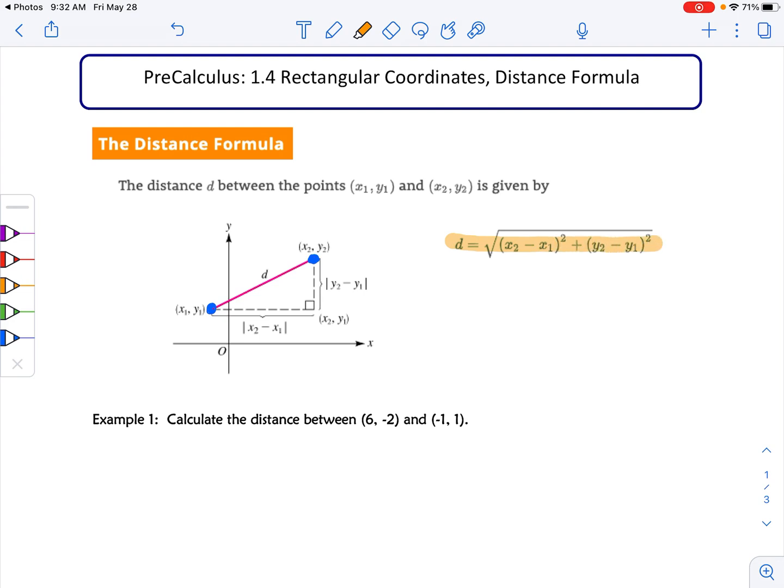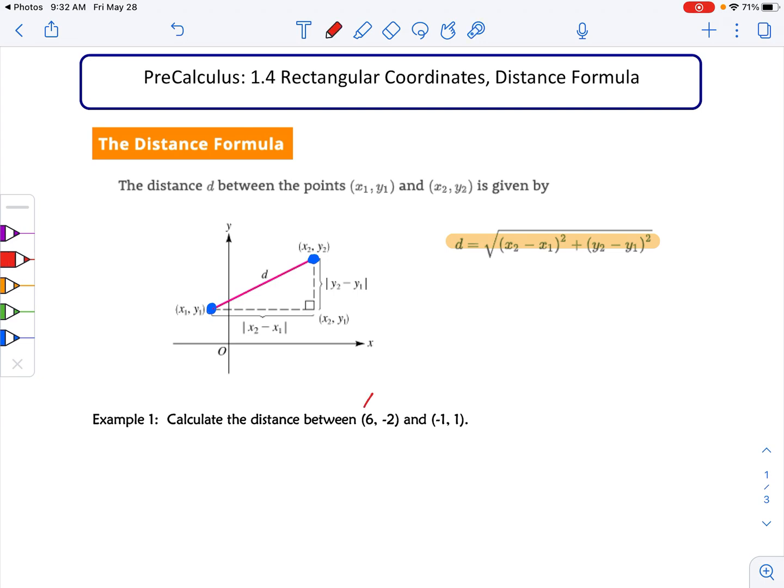Please be aware of what is positive, what's negative. In between the x values, it's negative. You add those quantities together once they are squared. So let's just try some. Calculate the distance between these 2 points.